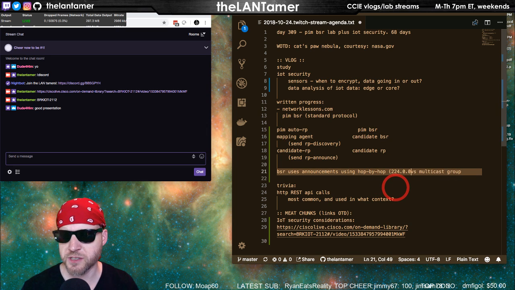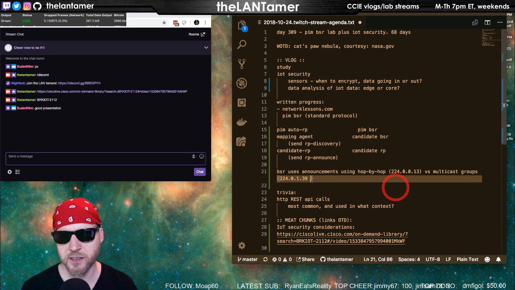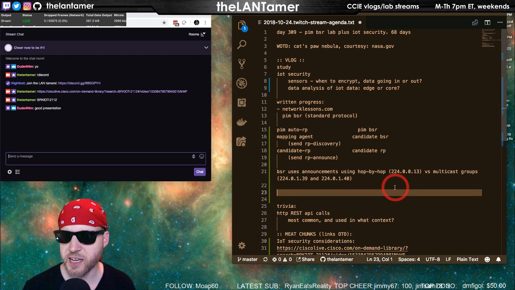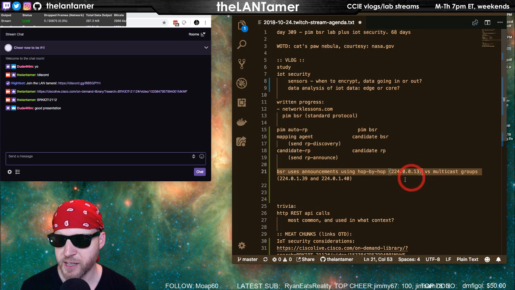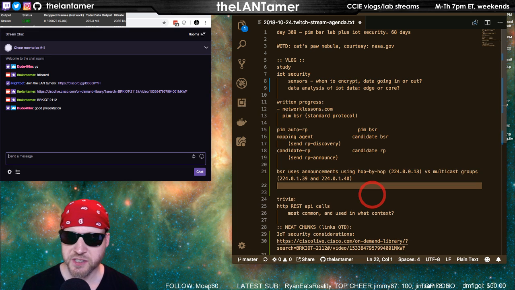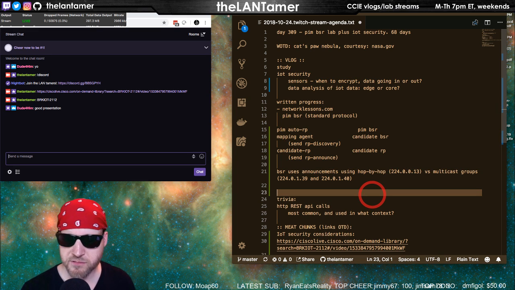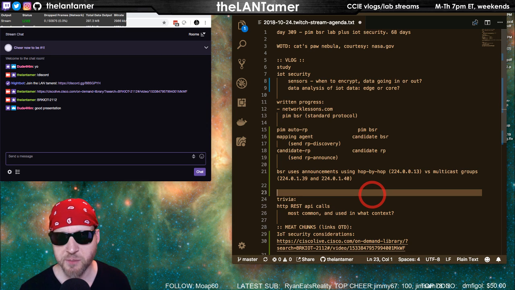224.0.0.13, which we know is the all PIM routers address. That's what your PIM hellos are sent on, right? Versus multicast groups 224.0.1.39 and 224.0.1.40. So it uses the same destination address that it would use to send any other PIM message. That's what BSR leverages. And it sends it with a TTL of 1, so it's only going to send it to an adjacent network segment.